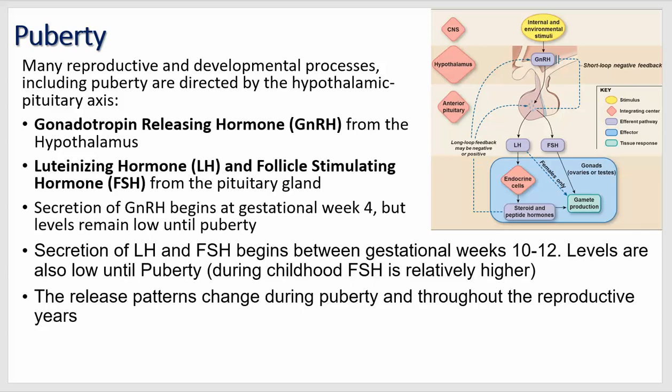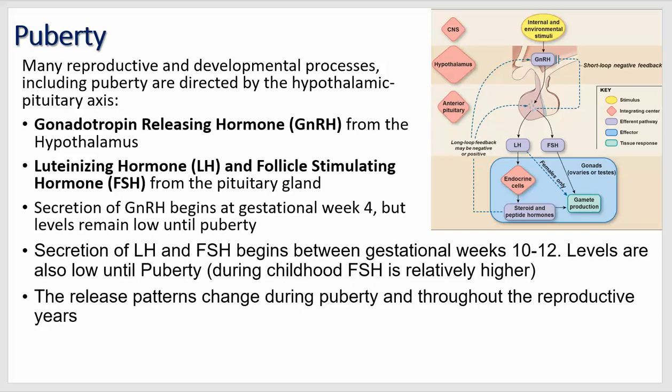Puberty is when lots of things happen, so many reproductive and developmental processes. I think everybody in this class has been through puberty, so we kind of know what happens. Many reproductive and developmental processes, including puberty, are directed by the hypothalamic pituitary axis. Physiologically, the gonadotropin releasing hormone, GnRH, will start to be released in a pulsatile way, which is going to cause luteinizing hormone and follicle stimulating hormone to also be released in a pulsatile way. This is what happens at puberty.